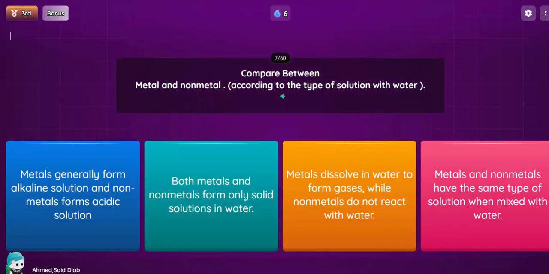Question. Compare between metal and nonmetal according to the type of solution with water. Option 1, metals generally form alkaline solution and nonmetals form acidic solution. Option 2, both metals and nonmetals form only solid solutions in water. Option 3, metals dissolve in water to form gases, while nonmetals do not react with water. Option 4, metals and nonmetals have the same type of solution when mixed with water.